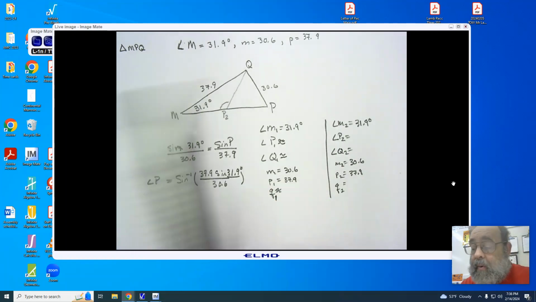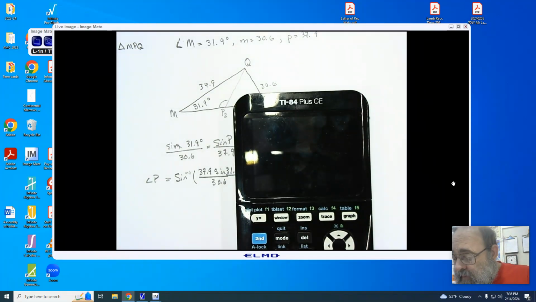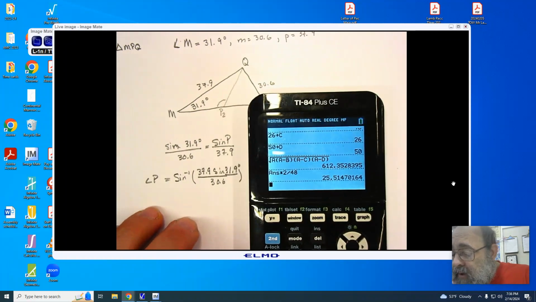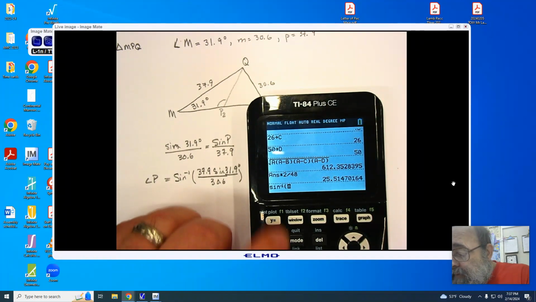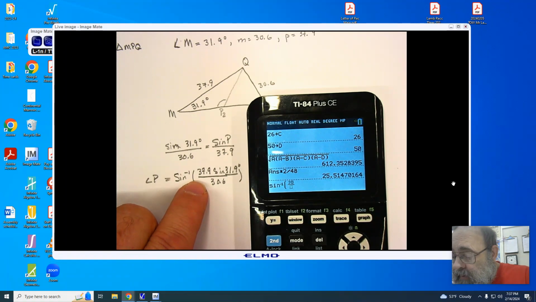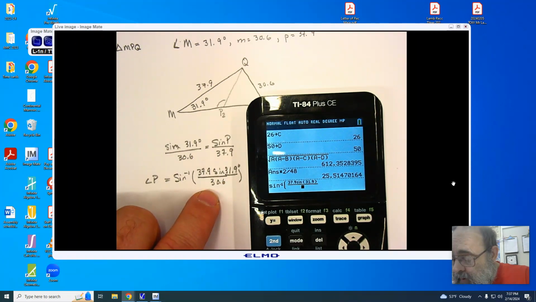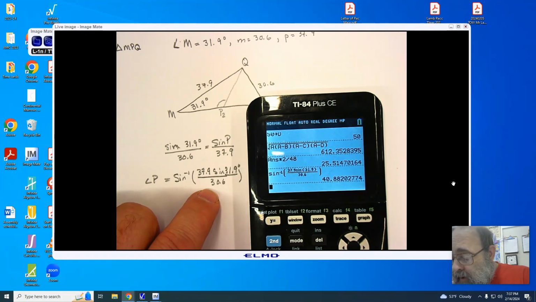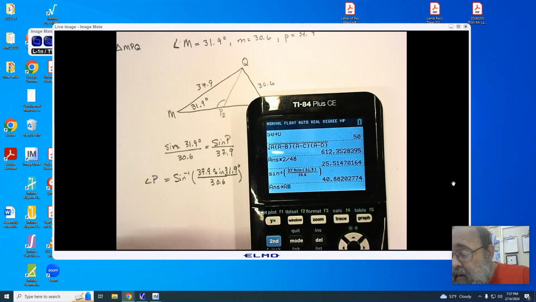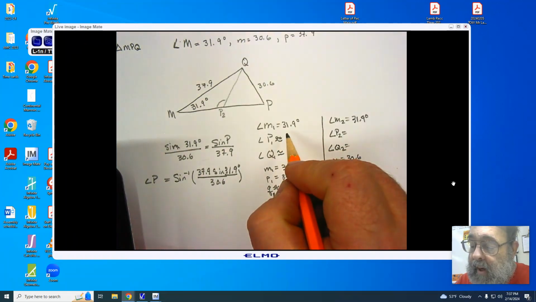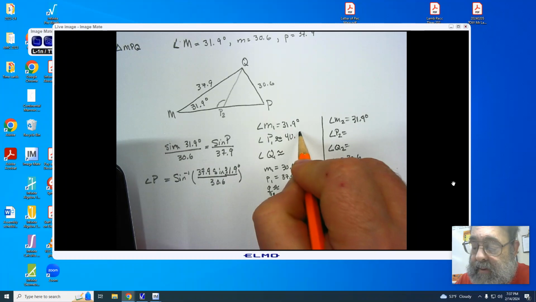We're now going to put this directly into our calculator as we've done before. Please make sure that you are in degree mode. Once you've got that, do second sine, alpha y equals to get the fraction. 37.9 sine of 31.9 degrees over 30.6. Hit enter, and I'm going to immediately store this in alpha A so I have it in some place. I'm then going to put it onto my list.